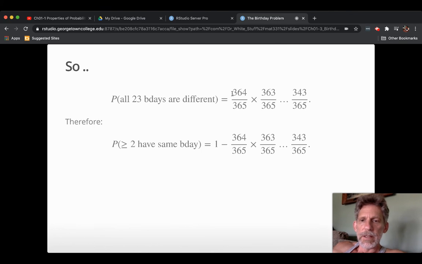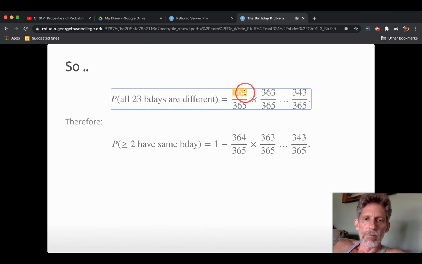Well, for the probability that person 2 has a different birthday than person 1, there's only 364 days that person 2 could have to be different from person 1 out of 365 possible days. So that first fraction right here is the first probability.